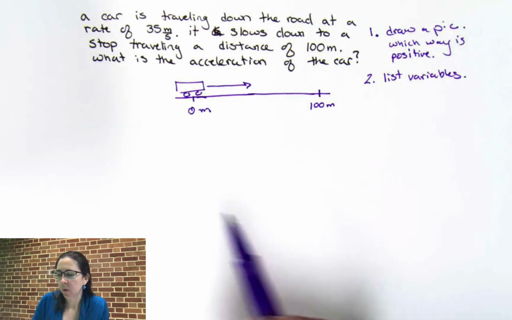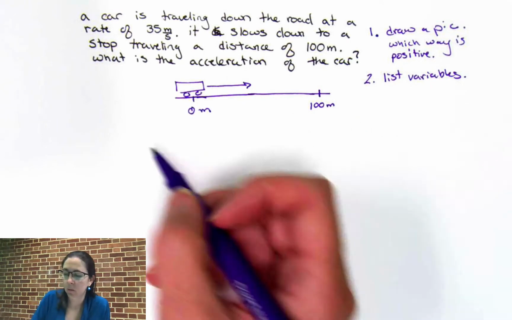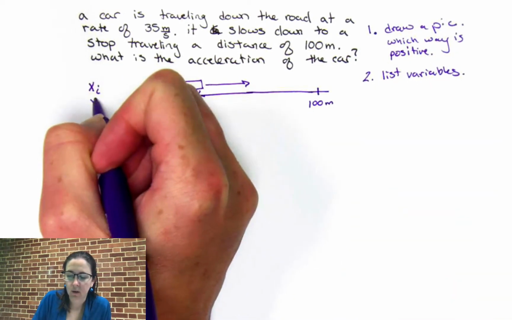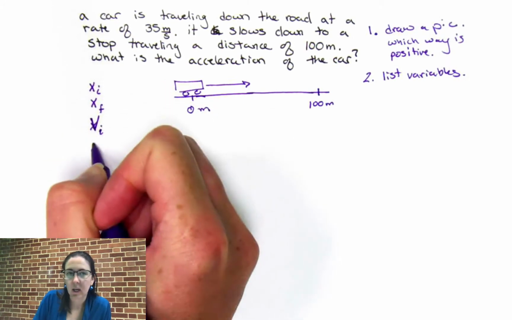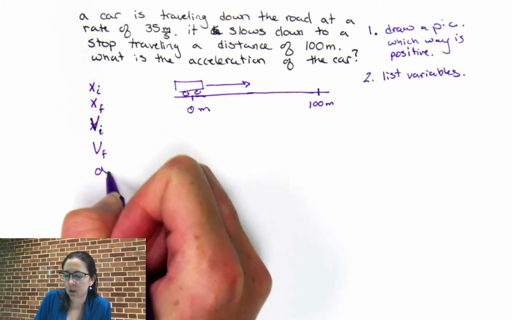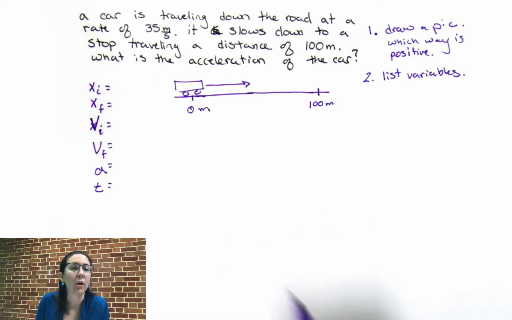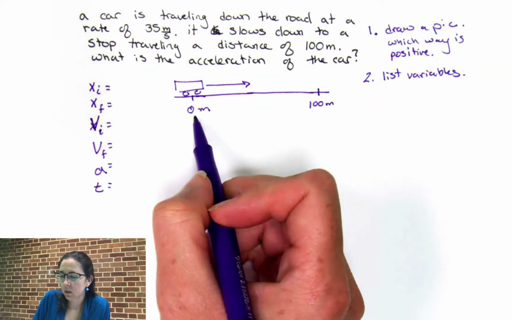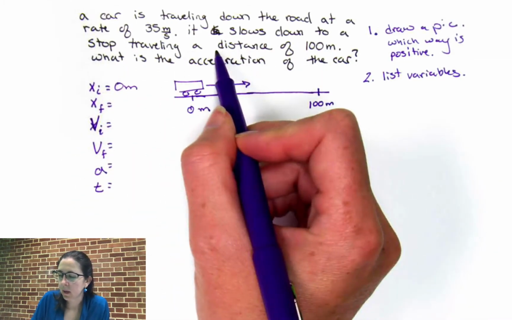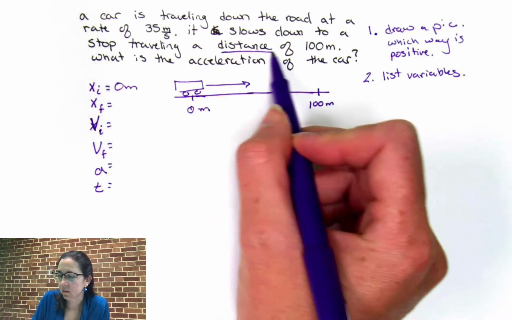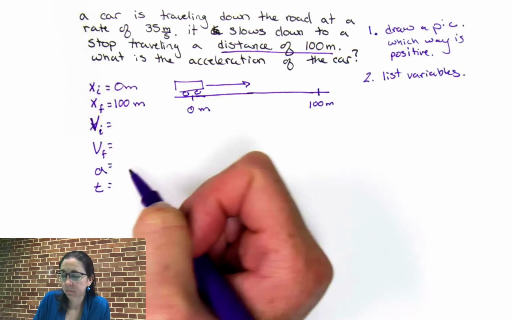When working with problems in one dimension, so just things going back and forth, we only have to worry about 6 variables. That's our initial position, our final position, our initial velocity, our final velocity, the acceleration, and the time. So I list all 6 of these, and then I start writing down the things that I know. All right, my initial position, 0 meters. Because this says it slows down to a stop after traveling a distance of 100 meters, I know that 100 meters is my final position.